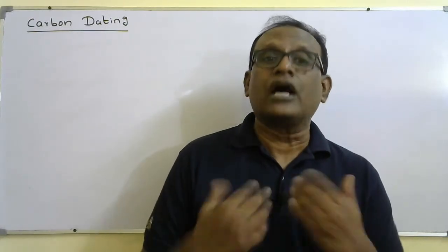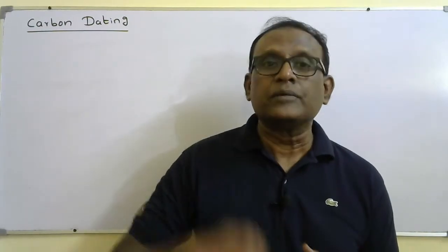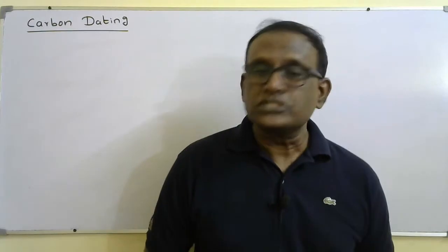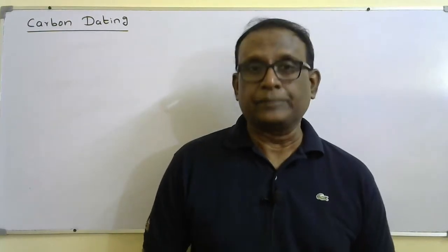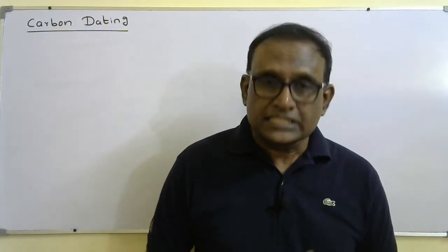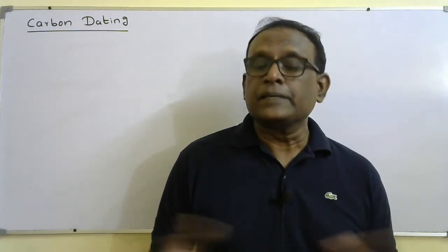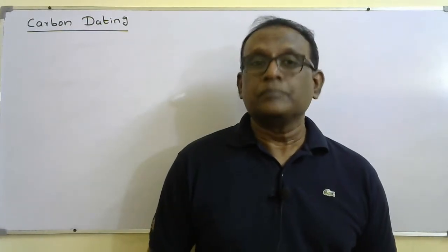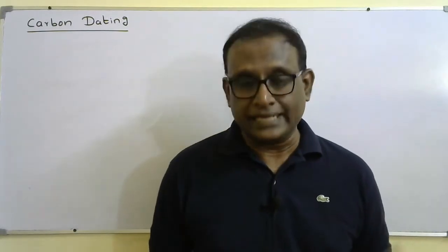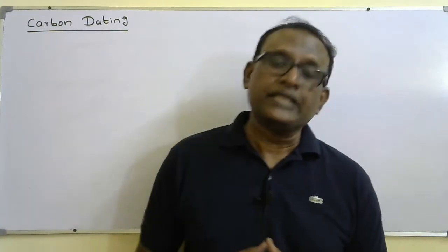The ratio of carbon 14 to carbon 12, or the amount of carbon 14 to the amount of carbon 12, will remain almost constant during our lifetime. So when any living organism dies, it won't be able to consume further. What happens? The carbon 12 is a stable nucleus, but carbon 14 is an unstable nucleus. So the carbon 14 will decay, and only the carbon 14 will decay, so the carbon 12 will remain constant.